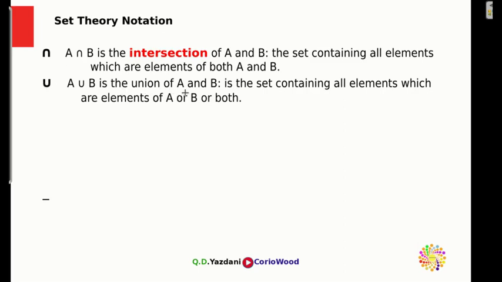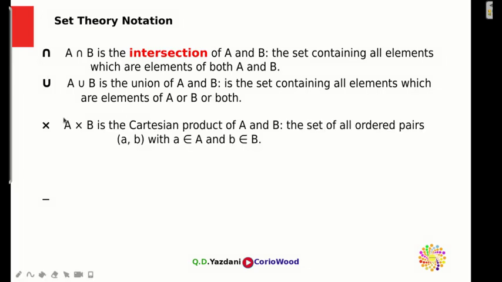So when we say union, it means there are two people, person A and person B, who come together and meet, or come together in a house or something. So they make a union. A union B is the union of A and B, a set containing all elements which are elements of A or B or both.